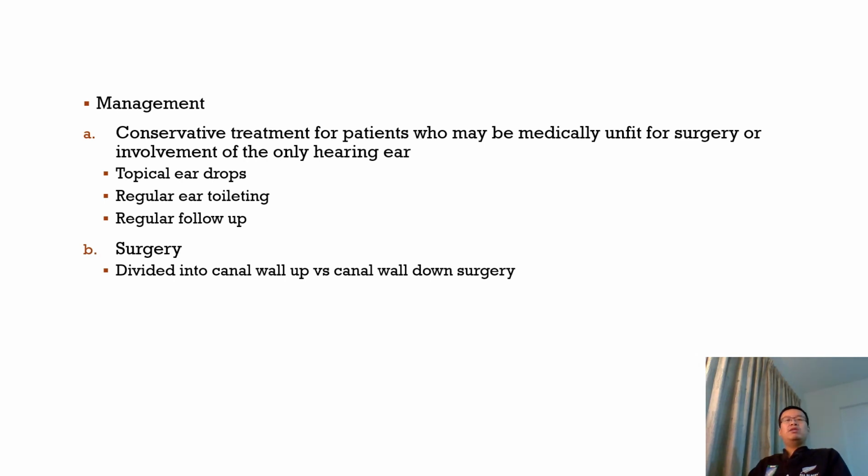Surgery, we can divide them into canal wall up and canal wall down surgery, or as you call it, mastoidectomy. So canal wall up can be a cortical mastoidectomy, atticotomy. Canal wall down will be more radical. So you have your modified radical mastoidectomy as well as your radical mastoidectomy. The canal wall down just means that we bring down the posterior canal wall so that we connect the external auditory canal to the mastoid cavity to allow us to identify the disease and clean the mastoid bowl more easily.